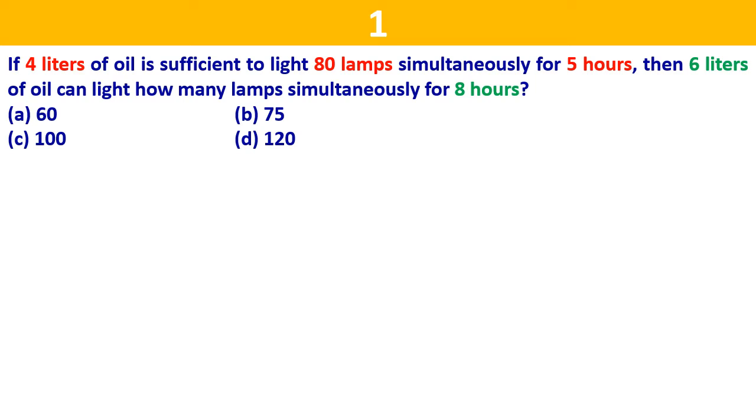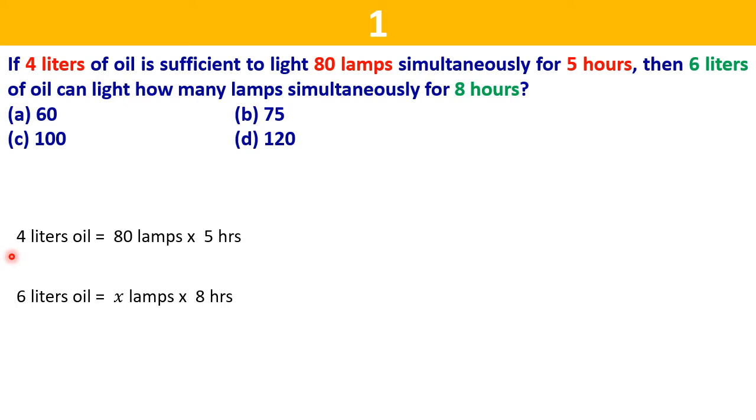So how will the first equation be? Obviously, the first equation can be written like this. As oil and lamps are directly proportional, they are written on either side of equal to. Even oil and hours are directly proportional, so written on either side of equal to. This is your equation number 1. The second equation can be written in a similar way, as 6 liters of oil is equal to X number of lamps for 8 hours.